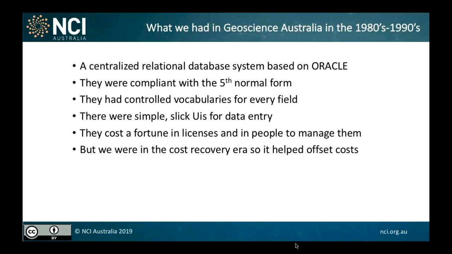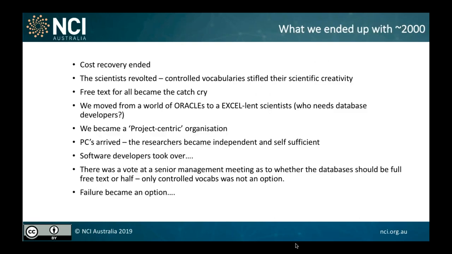They cost a fortune in licenses and people to manage them, but it was the cost recovery era, so it helped offset costs. So the system wasn't a failure. It ran and it operated beautifully, but it didn't last. Cost recovery ended. We went information free. And the minute you do that, people don't tend to pay as much attention to quality. That's just a side story.